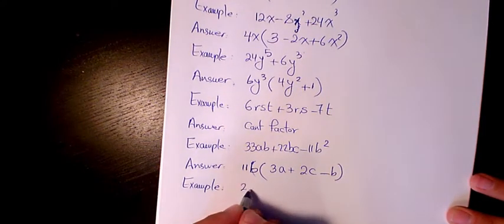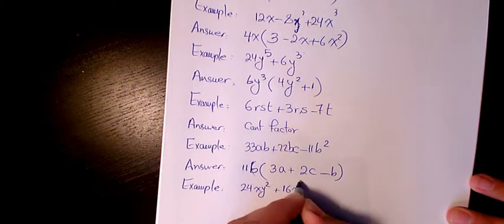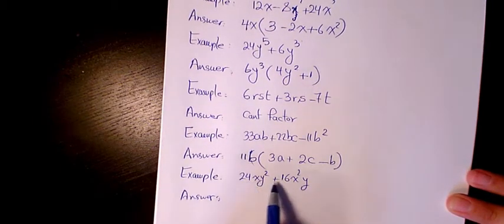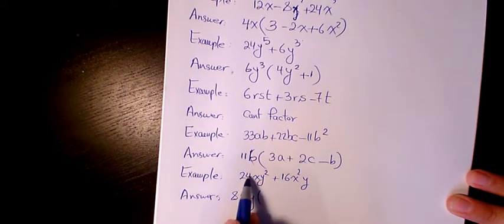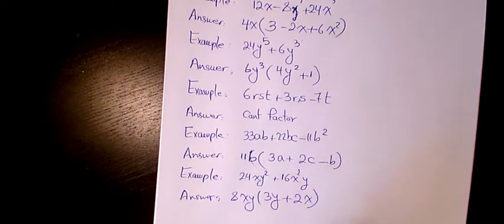Next example. We have 24xy squared plus 16x squared y. Answer will be, you factor 8 is common between both of them, and x and y also. So we have 24 divided by 8 is 3, y squared is going to be y. 16 divided by 8 is 2, and we have x.